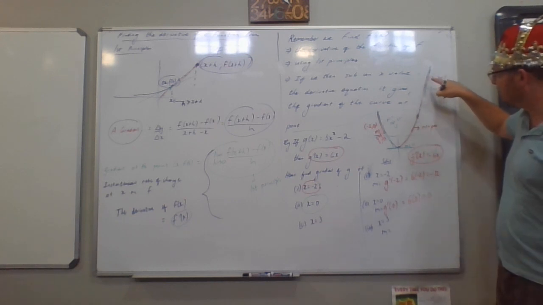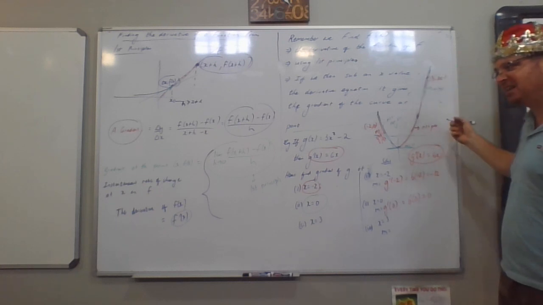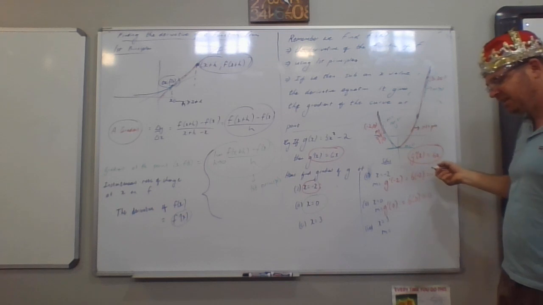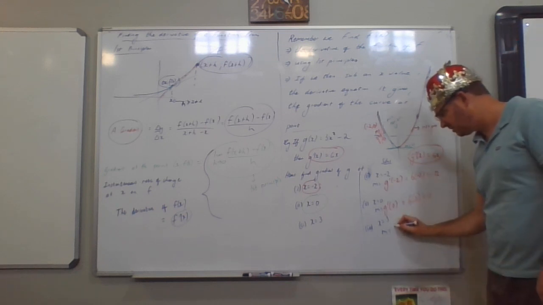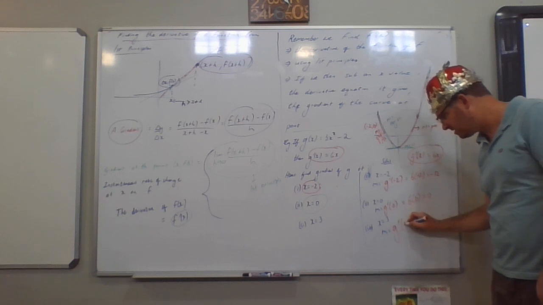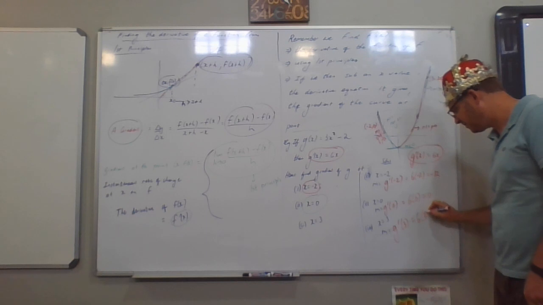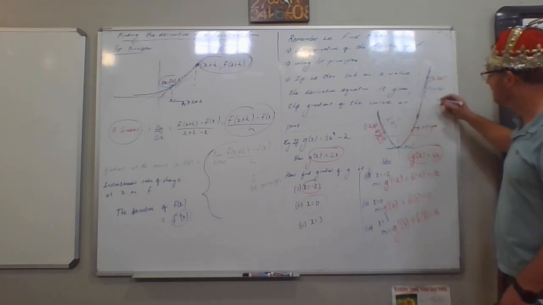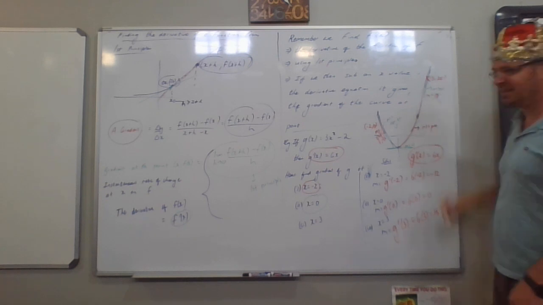So if you're asked to find the gradient of the tangent at x equals 3, or the instantaneous rate of change at x equals 3, or the derivative at x equals 3, we simply sub into the derivative equation. So m would be equal to g dashed of 3. g dashed of x is 6x, so it'll be 6 times 3, which is 18. So I worked out the gradient at that point over there is 18.